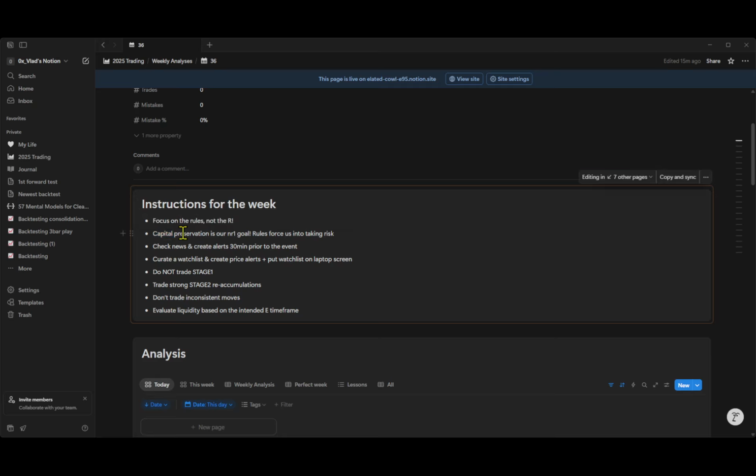Capital preservation is my number one goal. Rules force me into taking risk. So this is my attempt of rewiring this a little bit. I've always wanted to trade, right? Be in a trade. I guess many people can relate to that. We all want to feel something and have the dopamine rush, but that's not good, I believe, and I want to reduce that as much as possible.